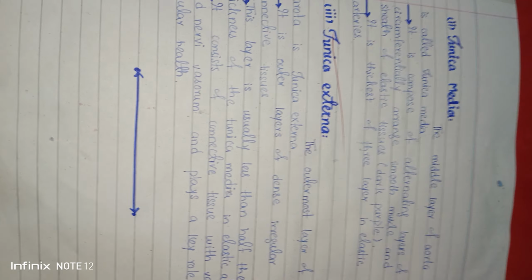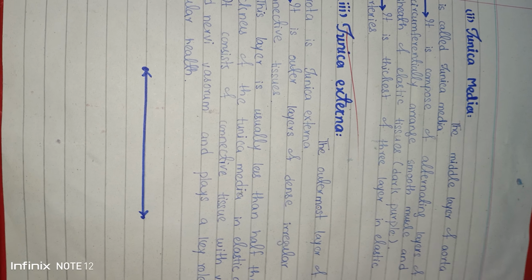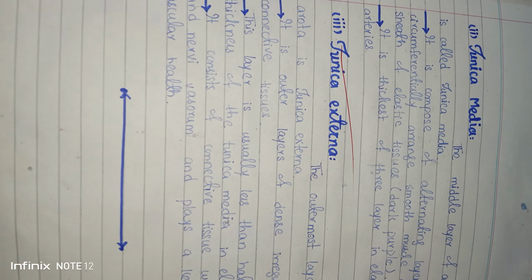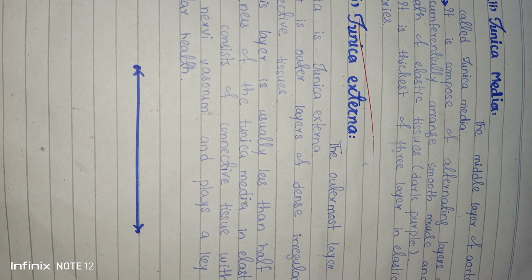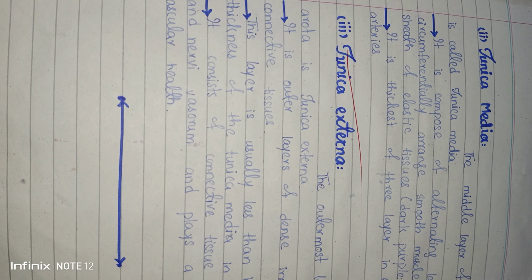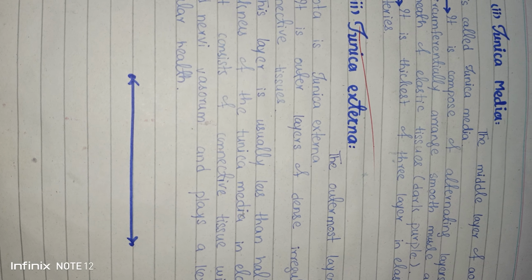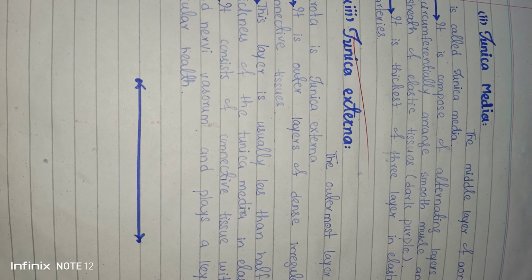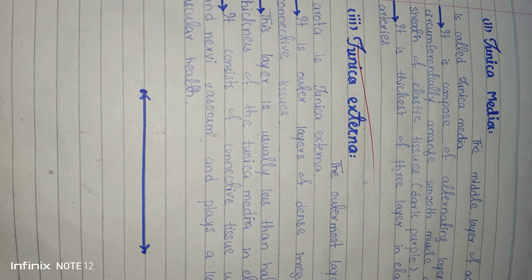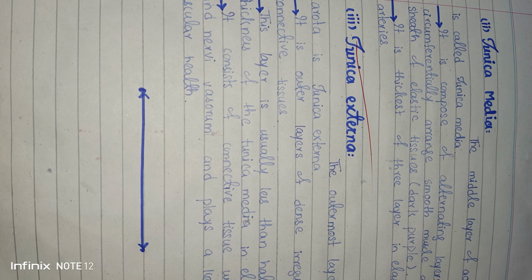So the last two layers are called as tunica media. Tunica media is the middle layer of the aorta. It is composed of alternating layers of smooth muscles and some sheath of elastic muscles. So it is the thickest layer of the elastic arteries. And the last layer is the tunica externa. It can also be called as tunica adventitia. So it is the outermost layer, and this is composed of dense and irregular connective tissues.